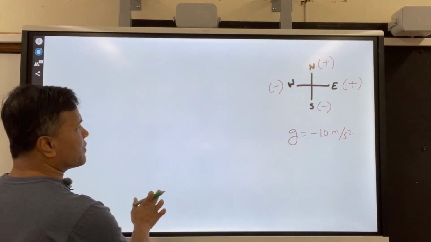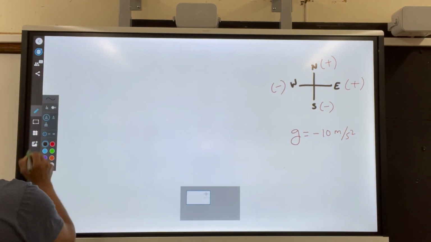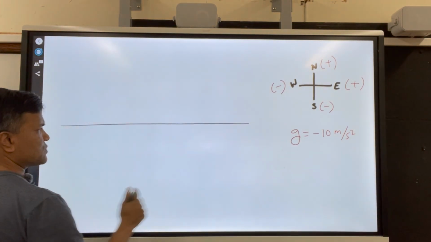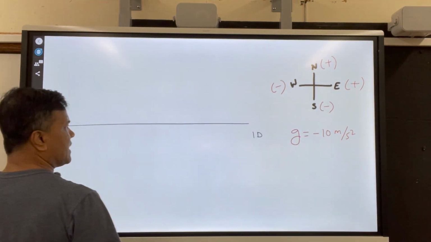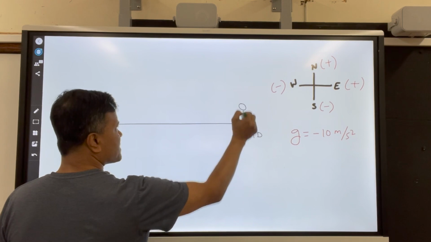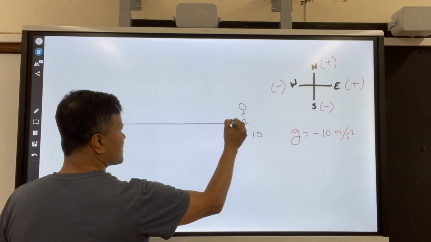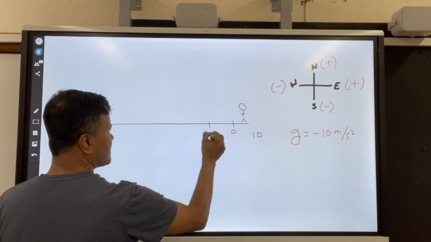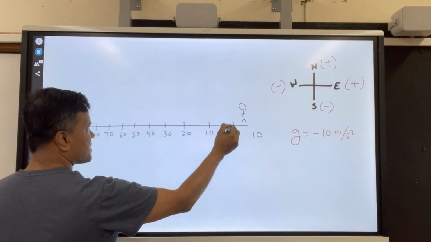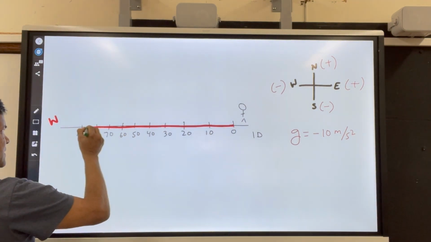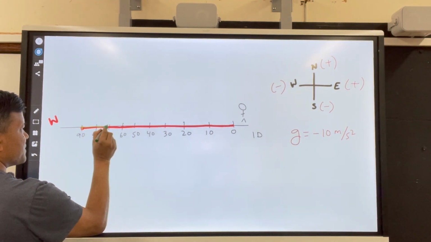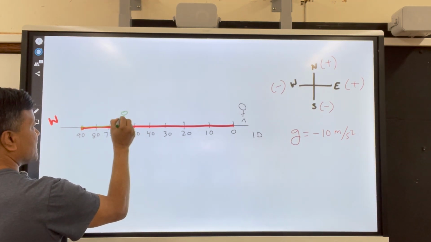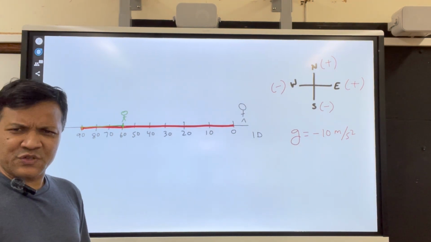Good. All right. So problem number 1, an object moves. So let's draw a path, right? This is a one dimensional path. Okay. An object moves 90 meter to the west, right? This is 0 meter, this is 10 meter to the west. An object moves 90 meter to the west, right? Okay, good. And then the object turns around 30 meter to the east. So this is the object's final position, right?